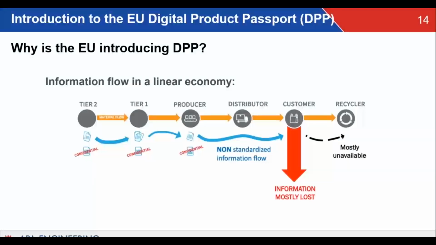So why is the EU introducing a digital product passport? Again, the digital product passport is to implement a circular economy instead of the linear economy. As in a linear economy, most of the information is lost before it reaches the consumer or recycler, as you can see here. Before it reaches the customer, due to the non-standardized information flow, most of the information is lost, and when it reaches the recycler, almost no information is available.